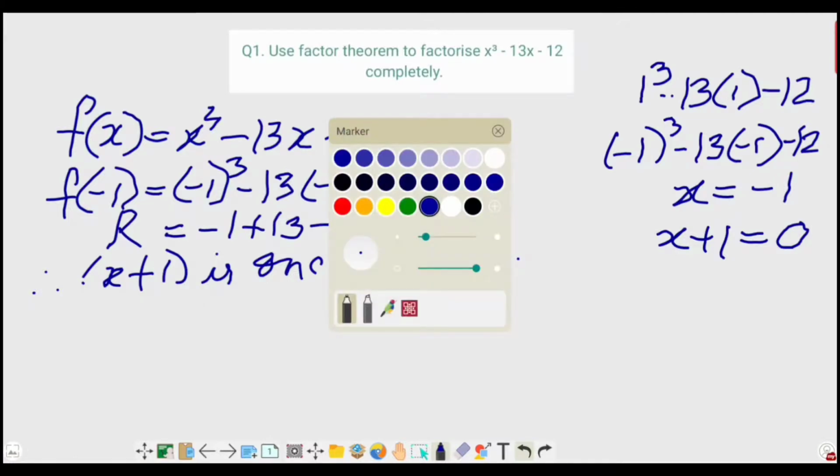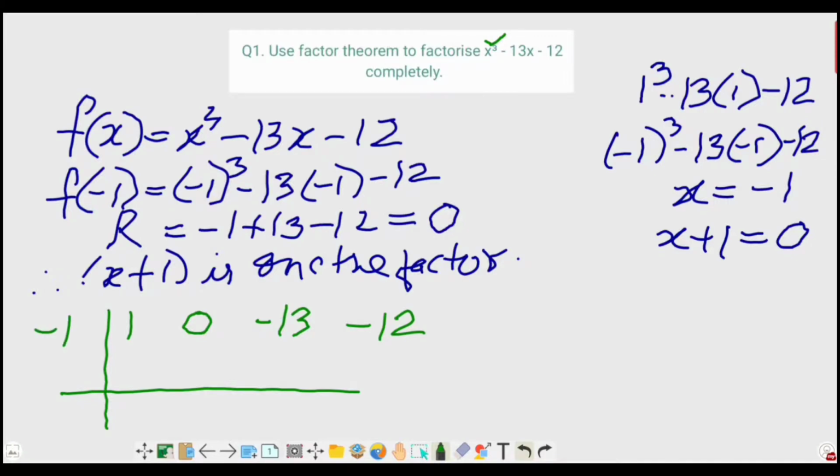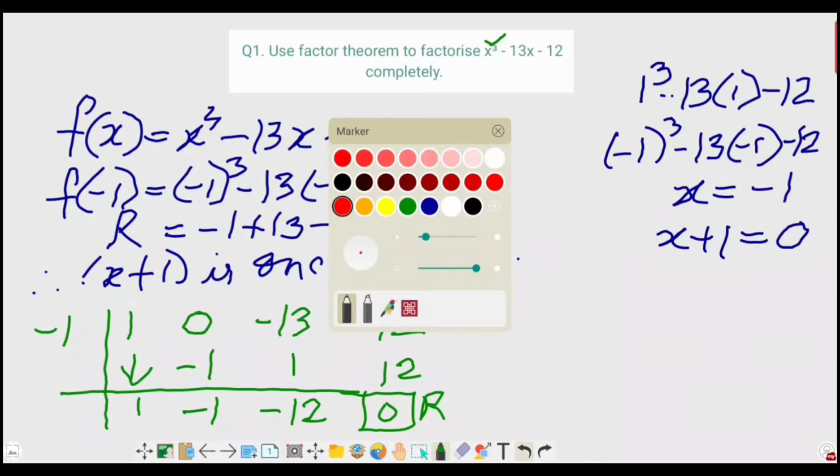Now you can perform the synthetic division. First you have to write the coefficients. The coefficient of x cube is 1. The x square part is missing, so we will take 0. Now the x part is minus 13. The last one is minus 12. We have taken the value minus 1. You know the method. 1 into minus 1 will give you minus 1. This will be minus 1, together it gives 1. Then minus 12 plus 12 gives, so your remainder here is 0.